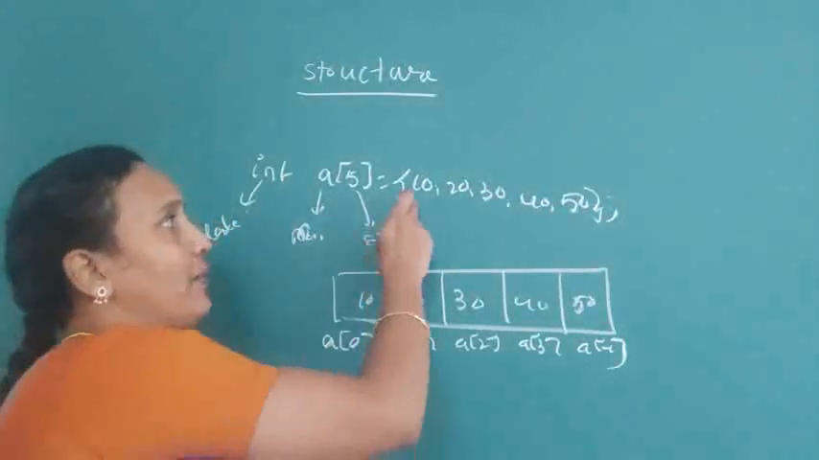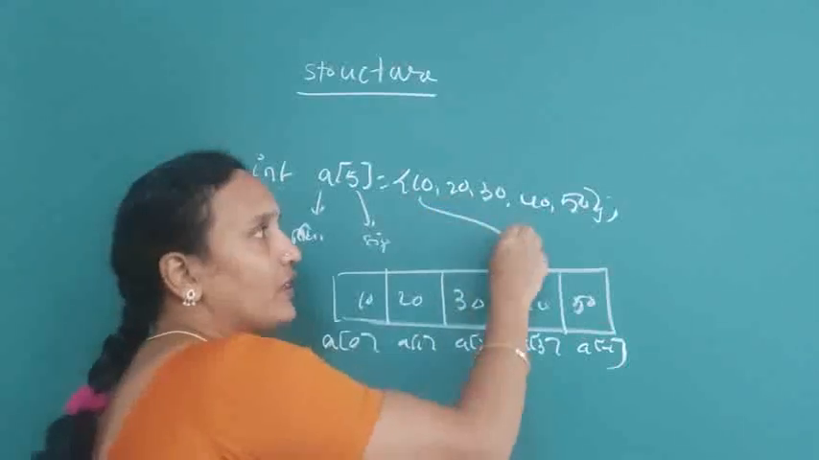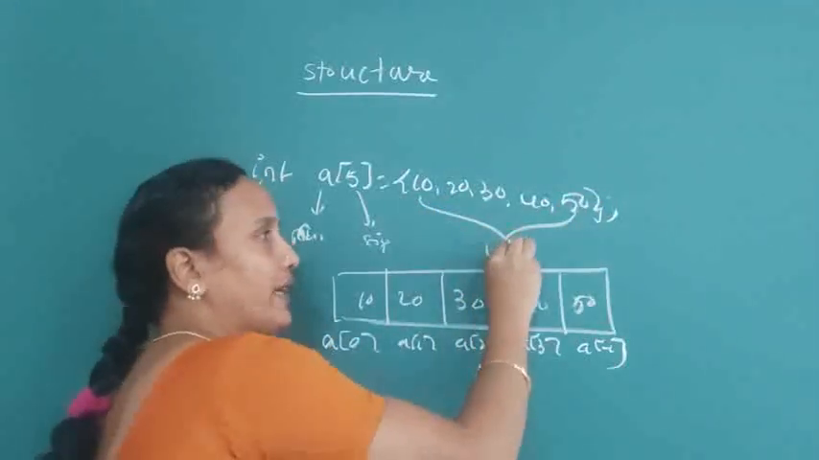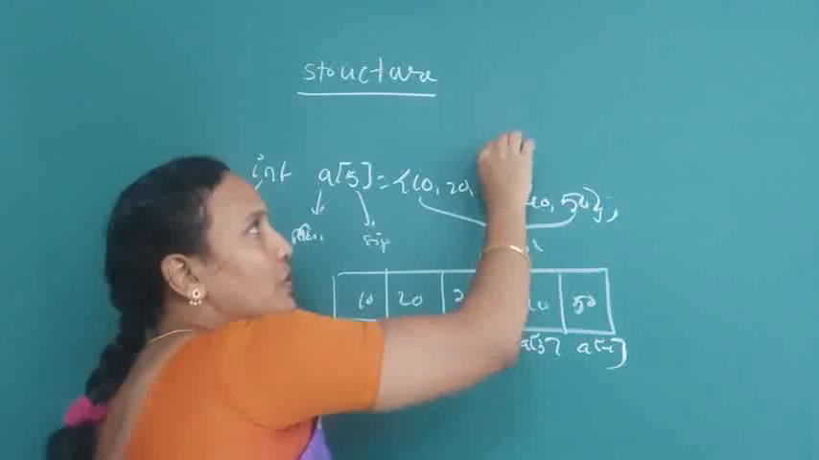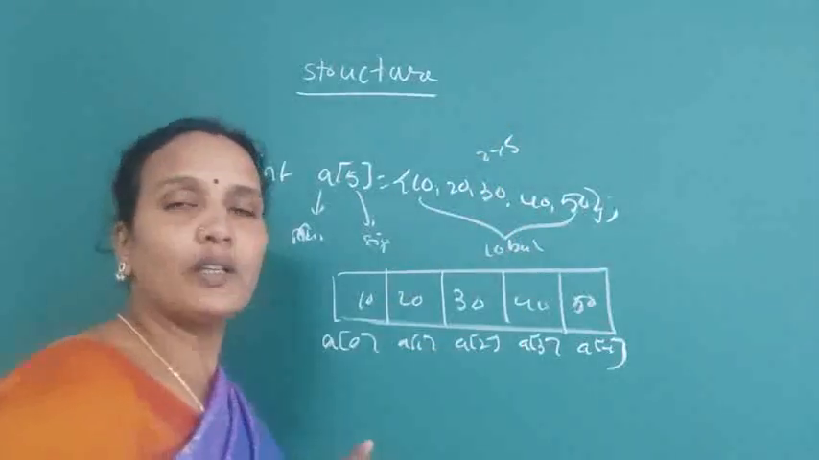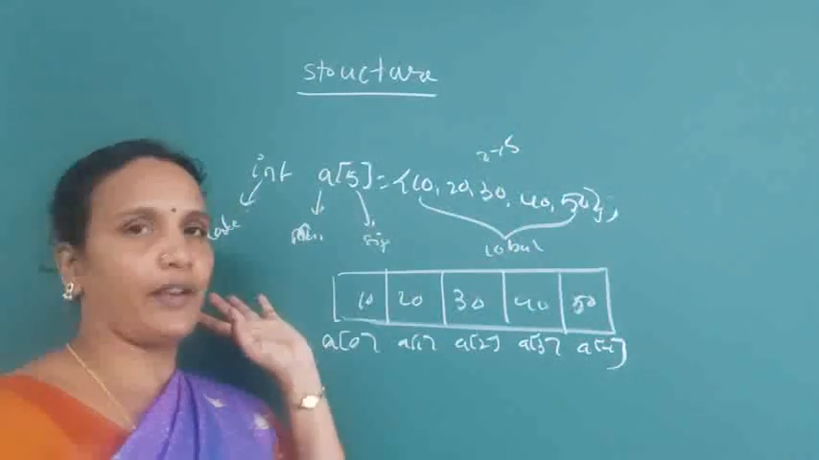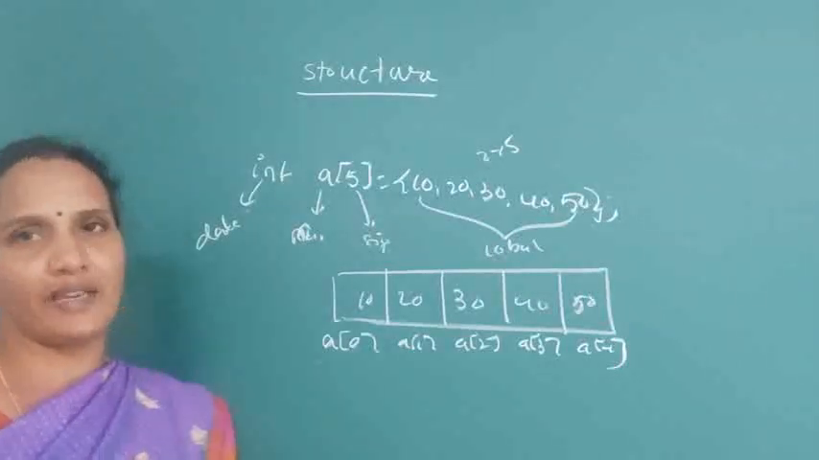Okay, and as an example, for an integer, if you are giving 2 bytes, for these 5 elements a total of 10 bytes of memory is given. 2 into 5 bytes. A total of 10 bytes of memory is given to this array. Okay, so this is the array concept.